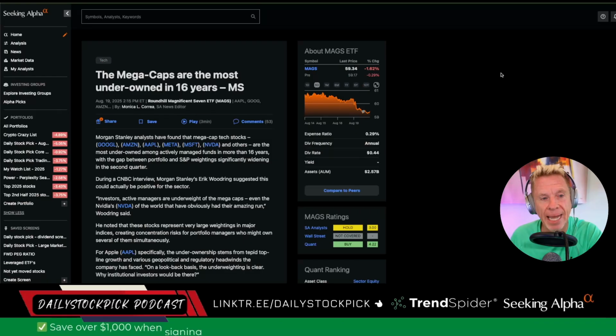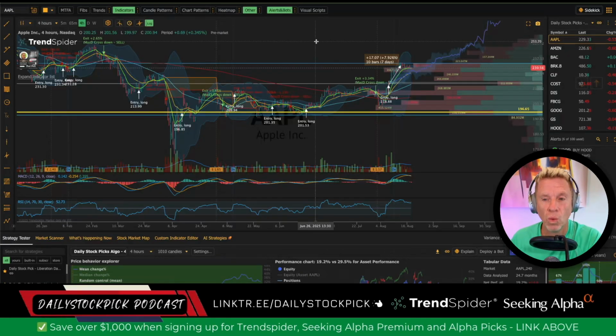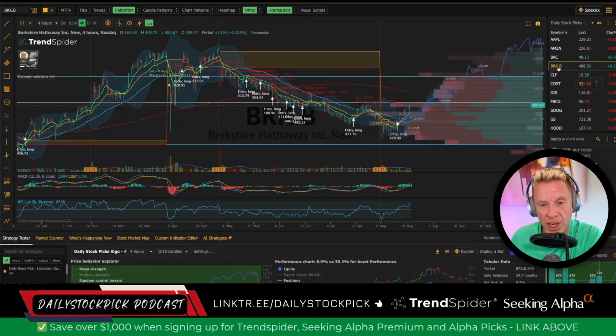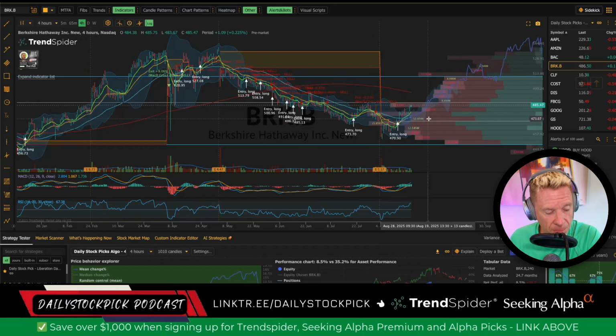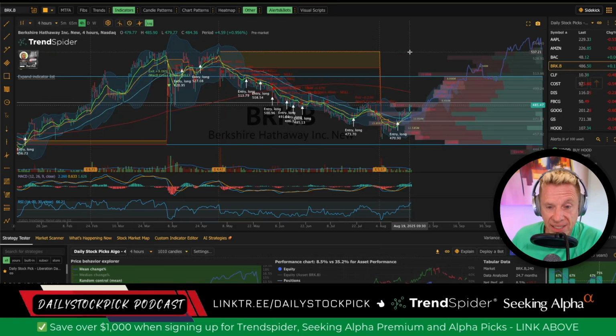And then this article, the mega caps are the most under-owned in 16 years from Morgan Stanley. Maybe these aren't so overvalued. So again, I like it. Oh, one other in the core portfolio is Berkshire. Okay, this one went up when Warren bought United Healthcare last week. And we're seeing it. Is this bounce? Because Berkshire is considered a very defensive ETF. You've got a gap up here to 537 in a pretty damn good stock.